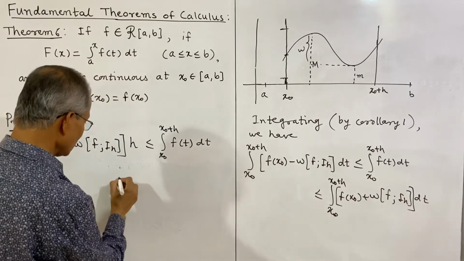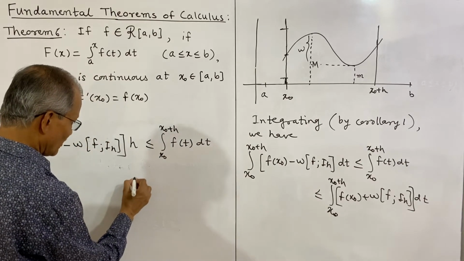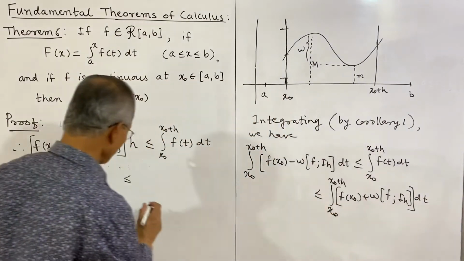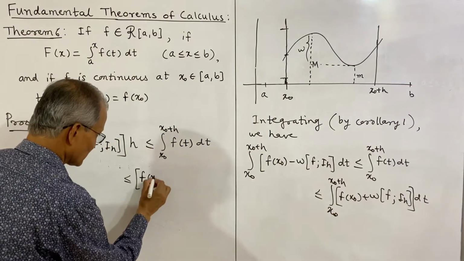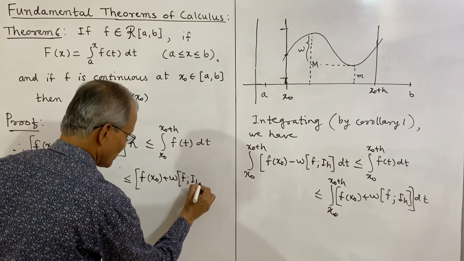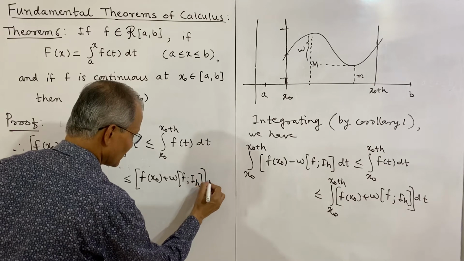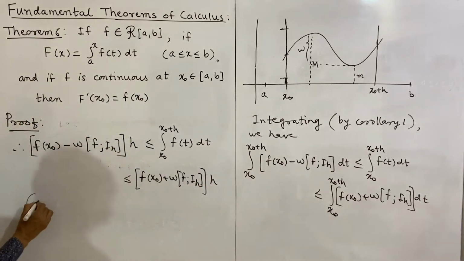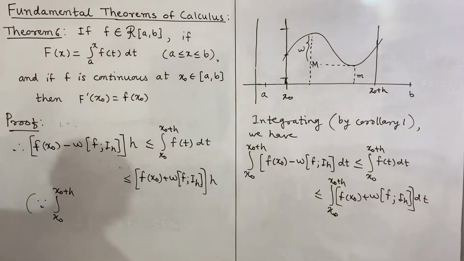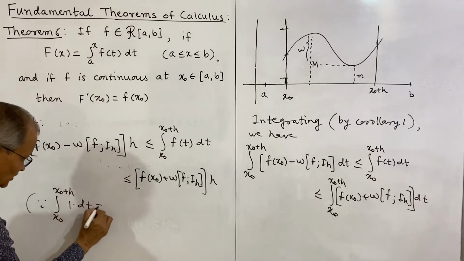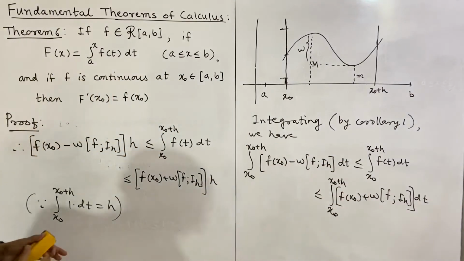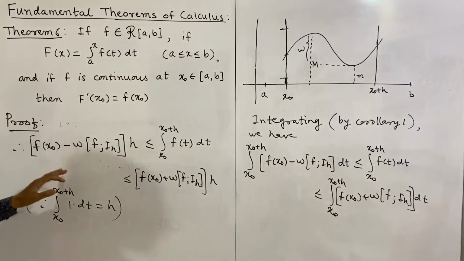And similarly, the integral on the right, we can consider this as a constant. So, it will remain the same, f of x naught plus oscillation of f over I h, multiplied by h, since the integration from x naught to x naught plus h of 1 dt is equal to h. We have used that the integral of dt is h, and now we will divide this expression by h.